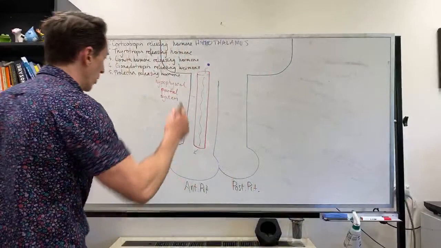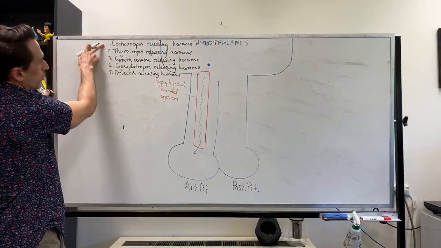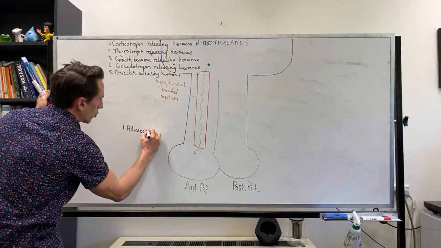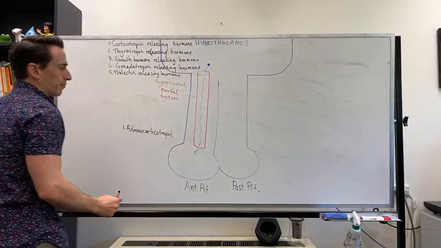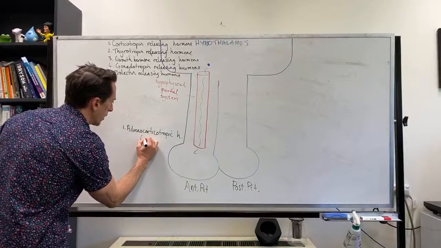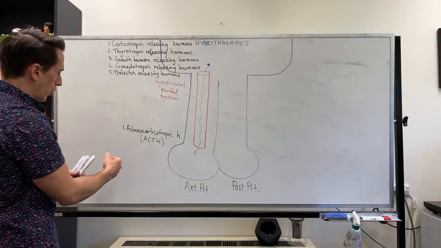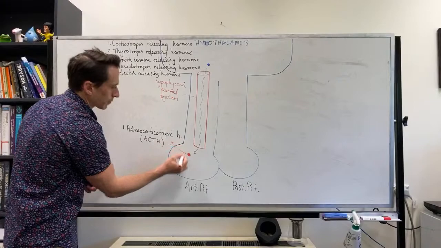So now let's write these ones up, right? So the one that corresponds with number one here is adrenocorticotropic hormone. So I'll just write H. Adrenocorticotropic hormone. Sometimes you see it written as ACTH. All right, what does adrenocorticotropic hormone do? Because this is now getting released from the anterior pituitary gland, and it's going to have its effect somewhere. So let's read the name.